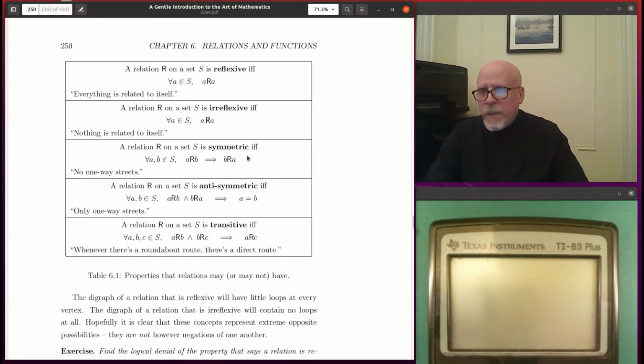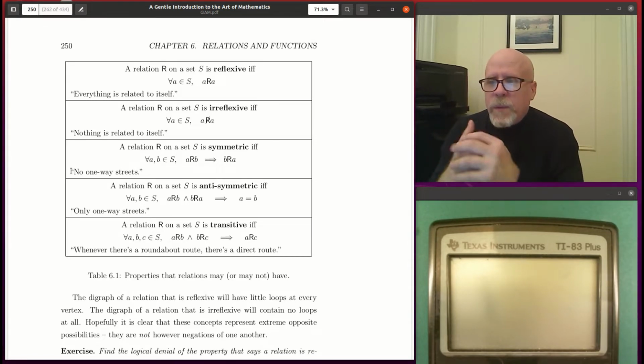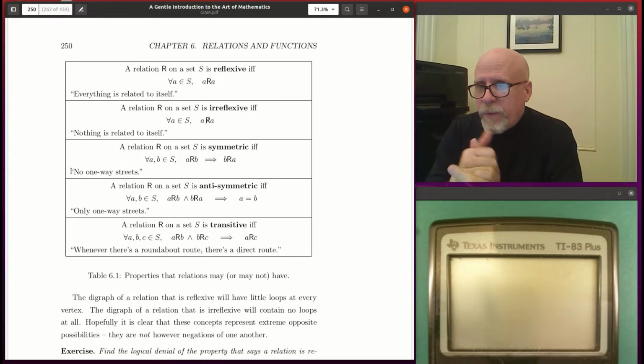That's just the way the equal sign works. If A is equal to B, then of course B is equal to A. We can flip the order around. The way this is said informally is no one-way streets. And we'll see what that means when we get to looking at the directed graph visualization tool for a relation.